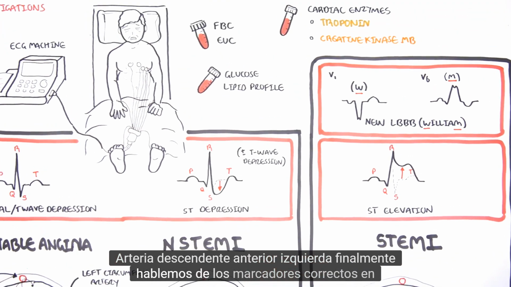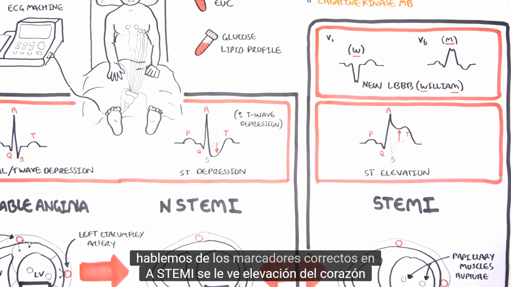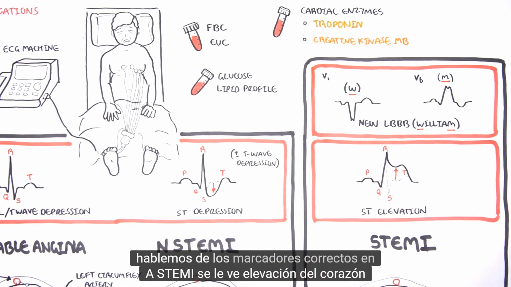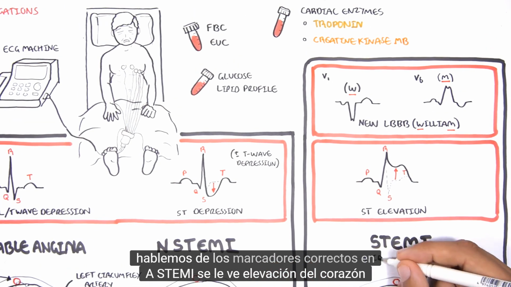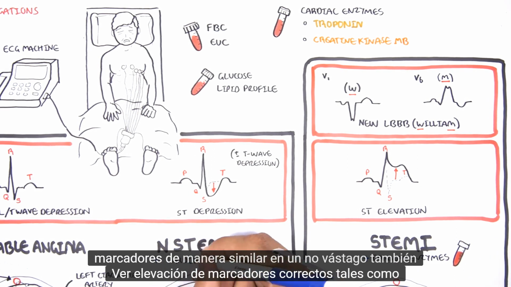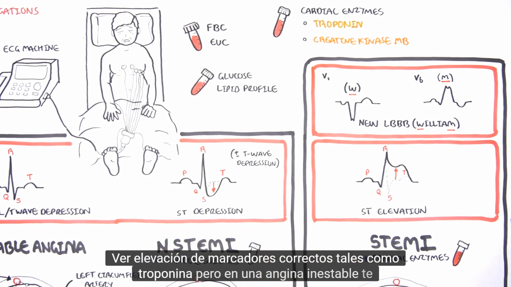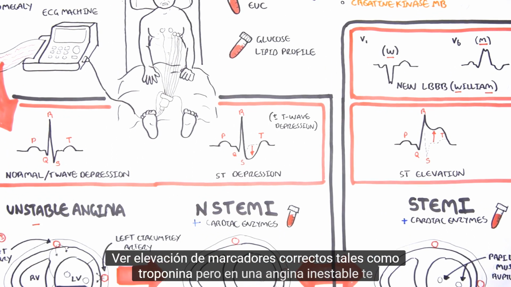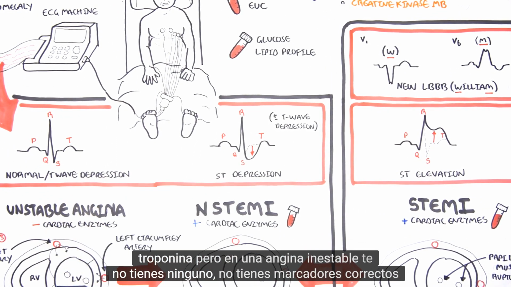Finally, let's talk about the cardiac markers. In a STEMI, you see elevation of cardiac markers. Similarly, in a non-STEMI, you also see elevation of cardiac markers such as troponin. But in an unstable angina, you got none. You got no cardiac markers.